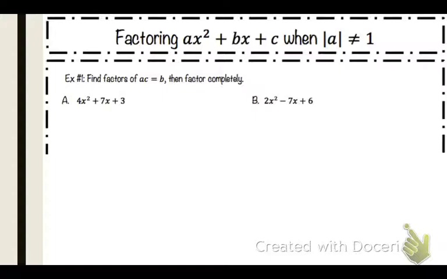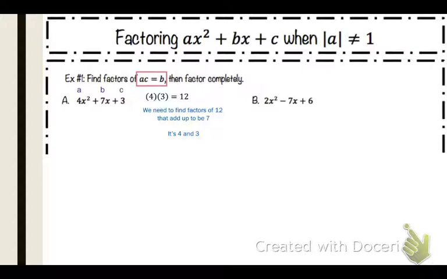So first, what is A, what is B, what is C? A is the first coefficient, B is the second, C is our constant. C is always the constant. Okay, so let's just go through this. So we need to find A times C, and we need factors of it that add up to B. So A times C, that is 4 times 3, and it equals 12. So we need to find factors of 12 that will add up to be 7.